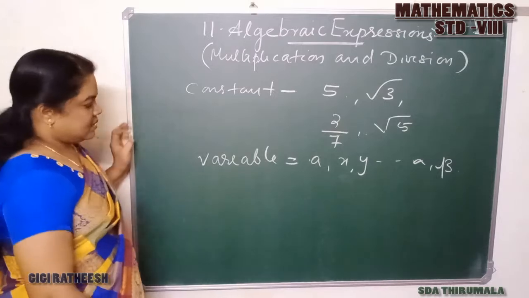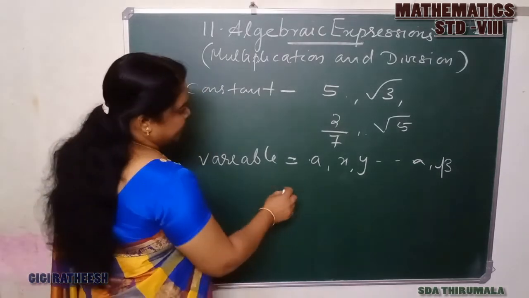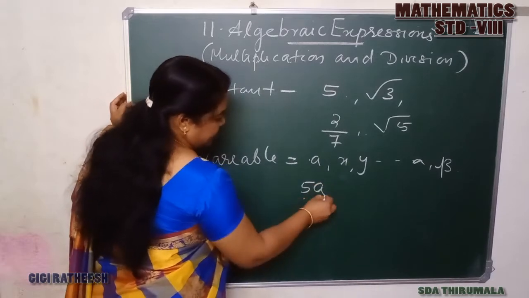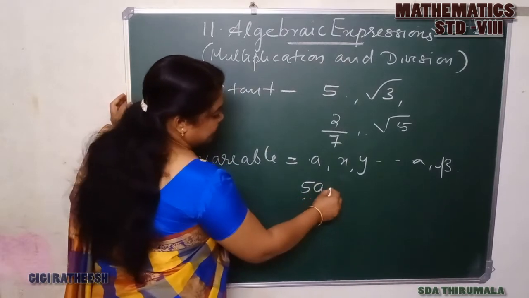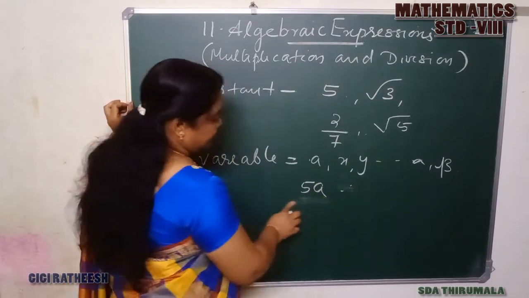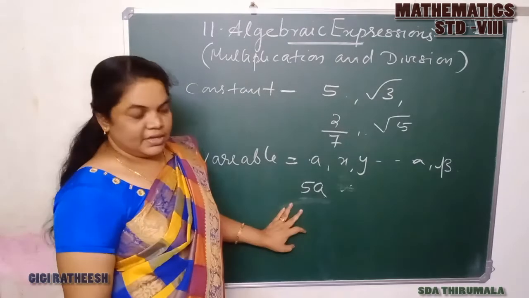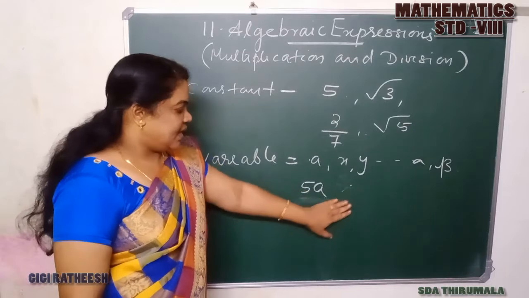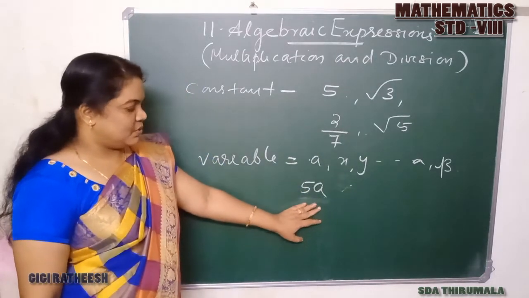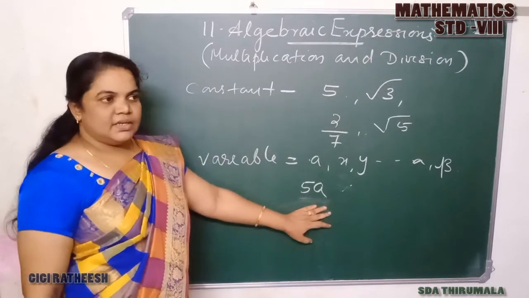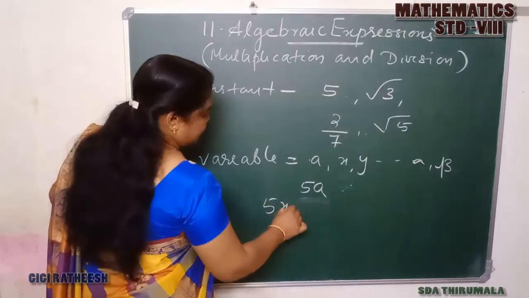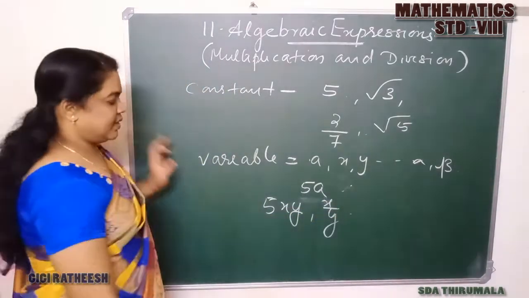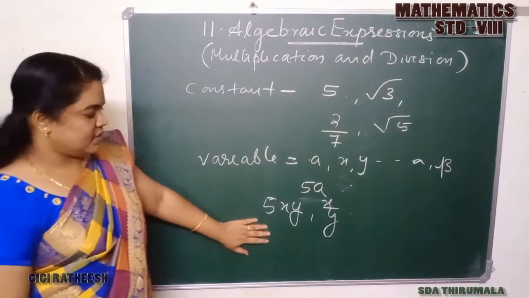And we can combine variables, that is 5 and a variable, 5a. This 5a is also a variable. A combination of a constant and a variable is also a variable. And a combination of 2 or more variables and a constant, that is 5xy, x by y, these are variables.